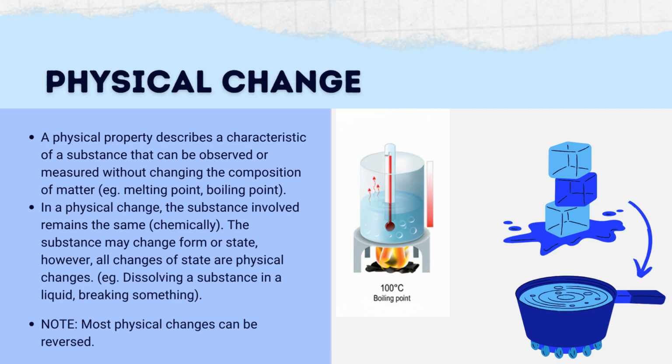Consider the example of the boiling point. There will be a change of state from liquid to gas, or water to steam, but no new substance is formed. Both are still water. The chemical identifier is still H2O for both. The same is true for solid ice melting into liquid water. A change of state has occurred, but both are still water. If you take the liquid water and freeze it, it will turn back into ice. Remember, most physical changes can be reversed.